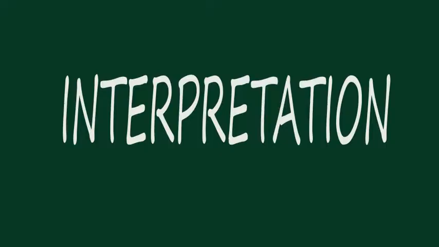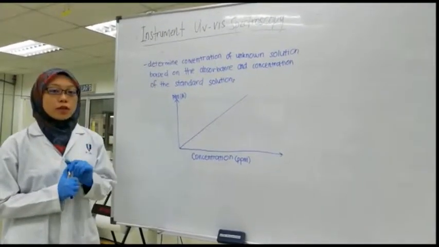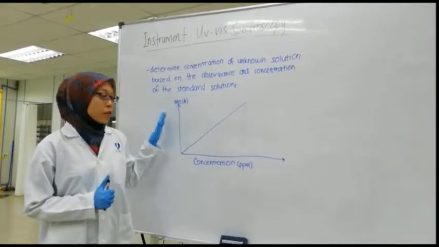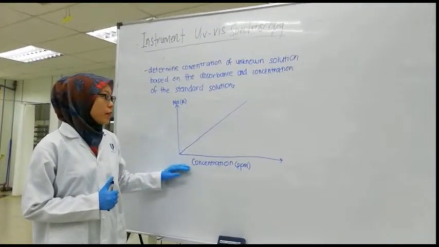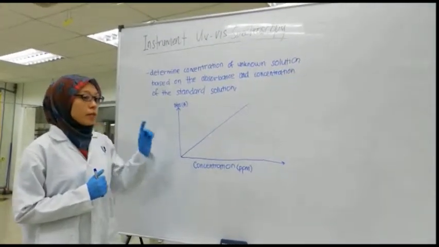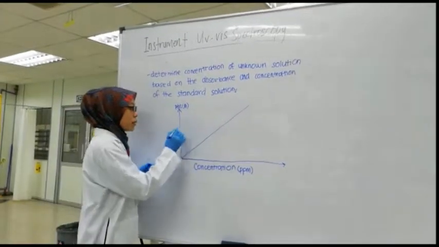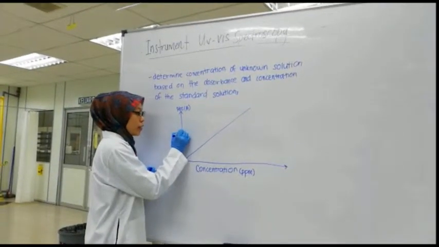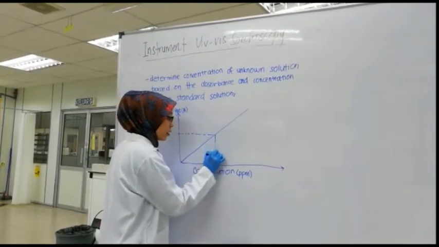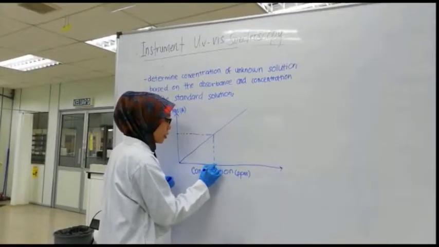The concentration of an unknown solution is based on the absorbance and the concentration of the standard solution. From the absorbance and the concentration of the standard solution, we plot a calibration curve, and the concentration of the unknown solution can be determined from the absorbance obtained from the instrument. For example, if the absorbance of the unknown sample is here, we just get the concentration from the graph, and the concentration would be here.